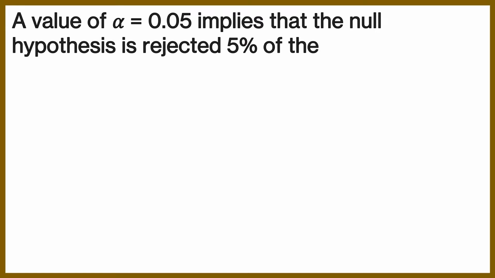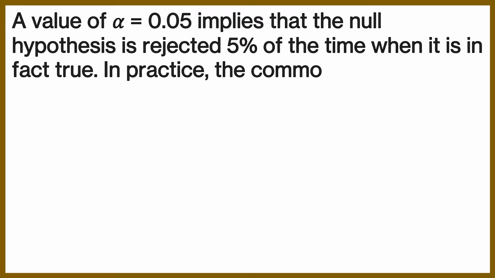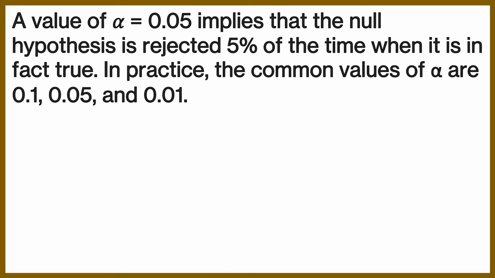A significance level of 0.05 implies that the null hypothesis is rejected 5% of the time when it is in fact true. In practice, the common values of the significance level are 0.01, 0.05, and 0.1. So, ito lamang yung level of significance values or significance levels na ginagamit ng researcher.